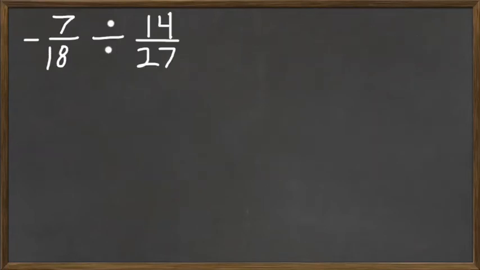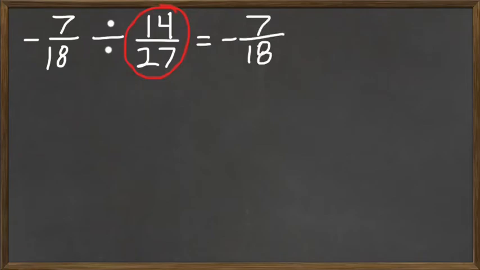Let's look at another example. We're going to do the same thing. Here we have -7 over 18 divided by 14 over 27. That second fraction, we have to flip that around. So I'm going to write it as our -7 over 18. And when we flip it around, we create multiplication. And now we're going to write the 27 on the top, the 14 on the bottom.